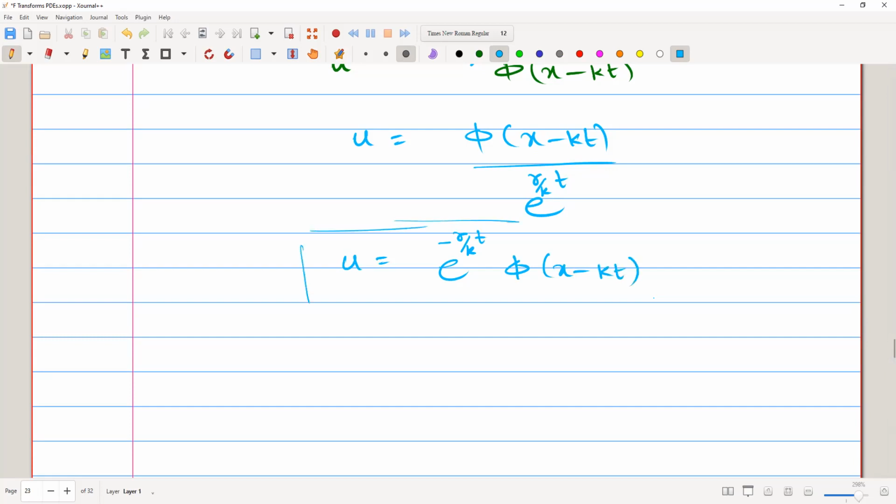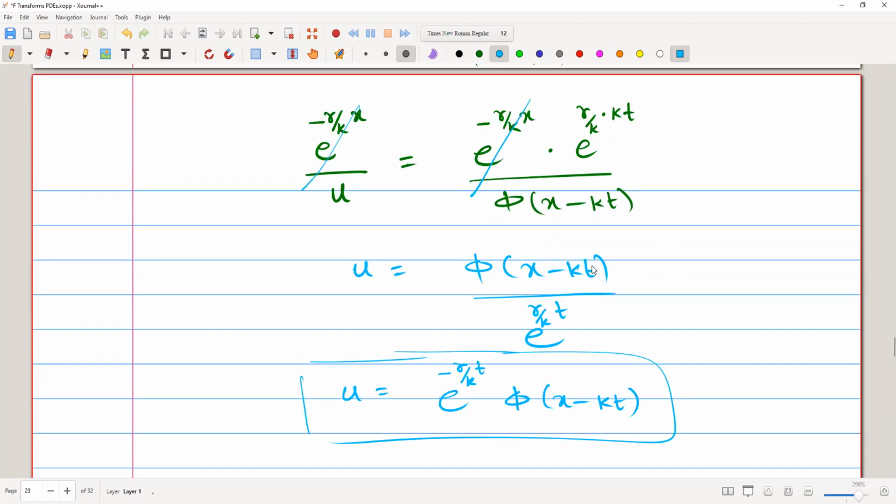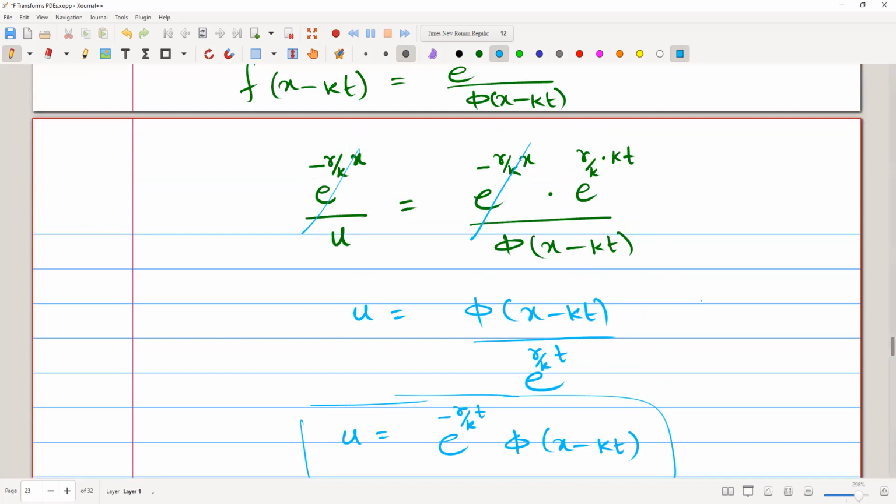All right, so this is the solution to this problem. In this manner, we can solve these kinds of problems. And one mistake I made here was that I forgot to cancel this thing. So here we will not have this, we will only have rt, and here we will have negative rt. So this is the solution.